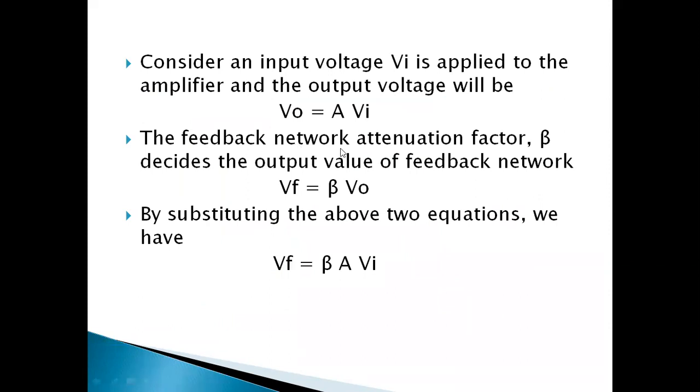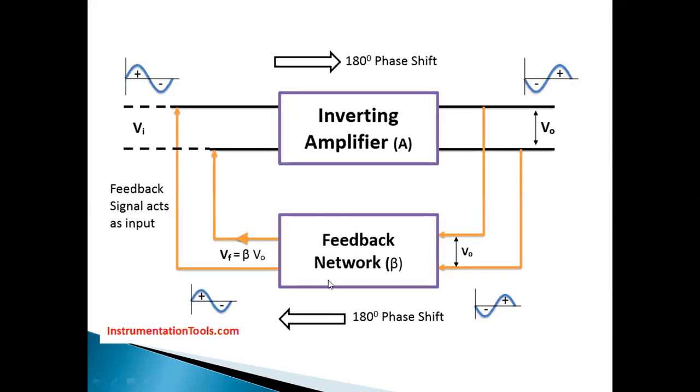And the feedback network attenuation factor, that is the feedback network gain, beta, is represented as follows. So what is beta? Beta is the feedback network gain. Mathematically, we can also say it is the ratio of the output voltage of the feedback network to the input voltage of the feedback network.